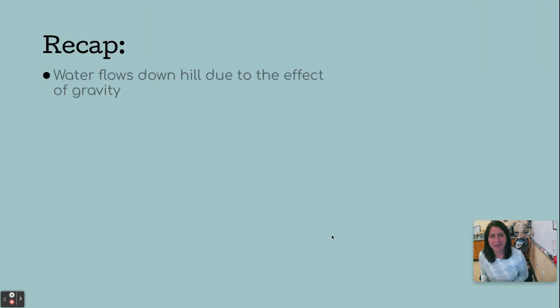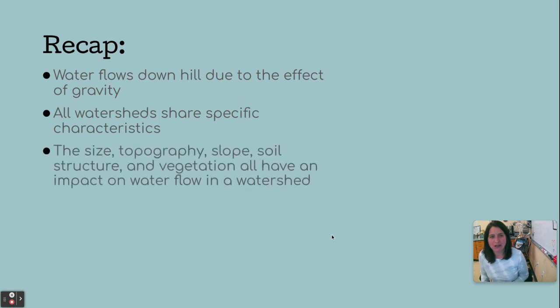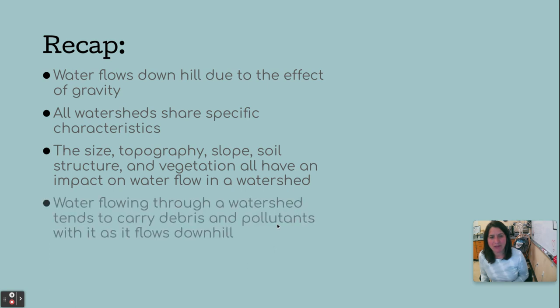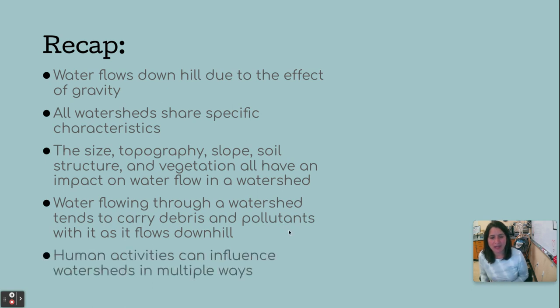Okay, so recap. Water flows downhill due to the effect of gravity. All watersheds share specific characteristics. The size, topography, slope, soil structure, and vegetation all have an impact on water flow in a watershed. Water flowing through a watershed tends to carry debris and pollutants with it as it flows downhill. And human activities can influence watersheds in multiple ways.